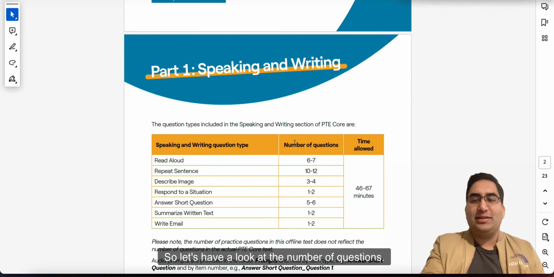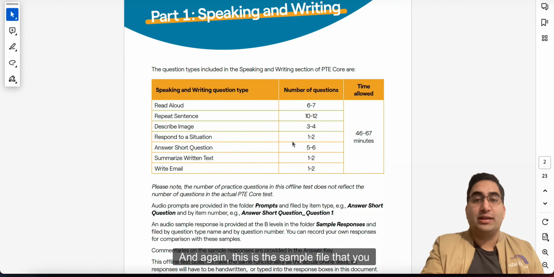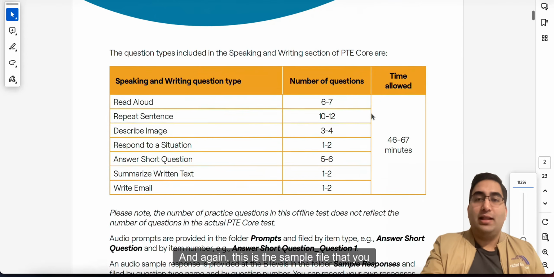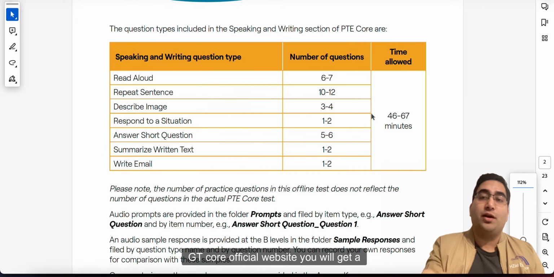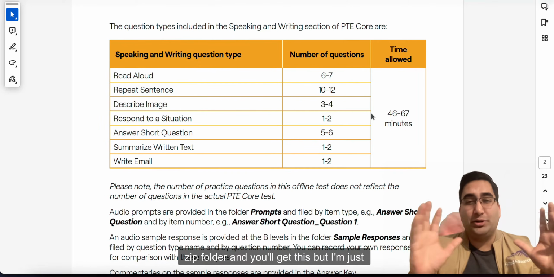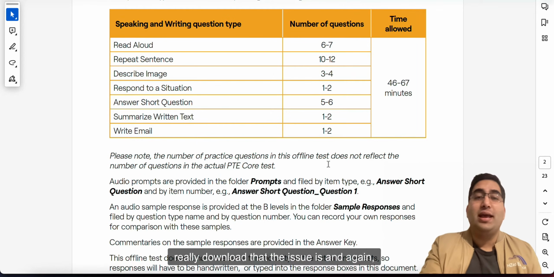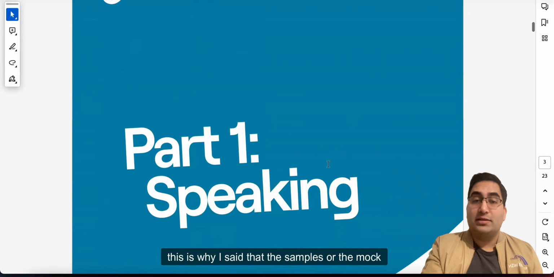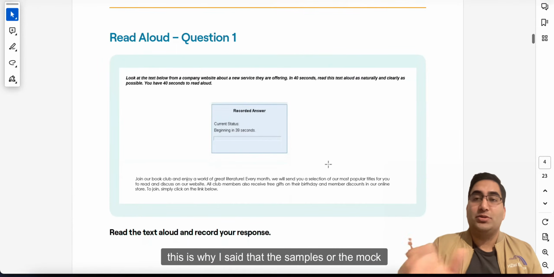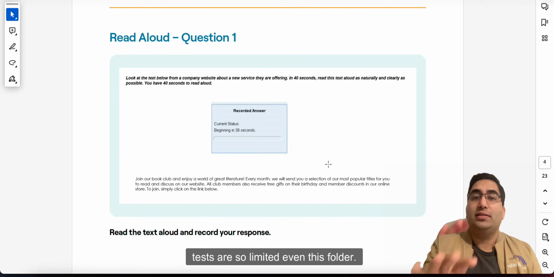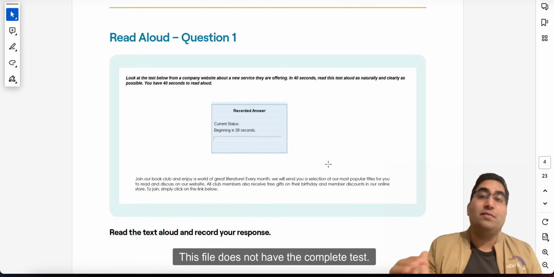Okay, so let's have a look at the number of questions. And again, this is the sample file that you can download from the PTE Core official website. You will get a zip folder and you'll get this, but I'm just showing it to you here so you don't have to really download that. The issue is, and again, this is why I said that the samples or the mock tests are so limited, even this file does not have the complete test.